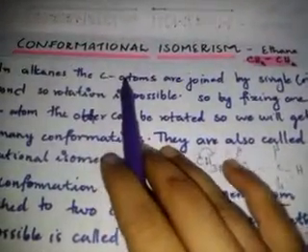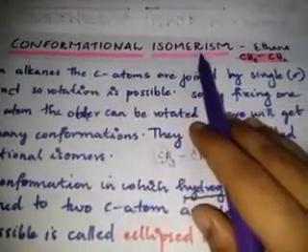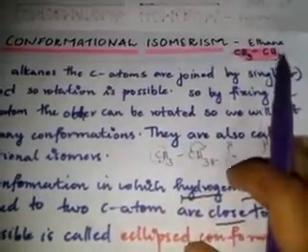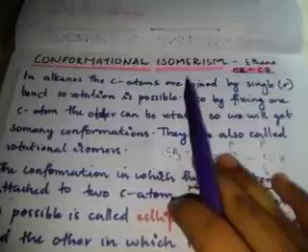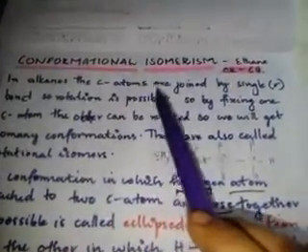In today's session I am going to discuss the conformational isomerism of ethane, CH3-CH3. In alkanes the carbon atoms are joined by a single sigma bond, so rotation is possible. By fixing one carbon atom the other can be rotated, so we will get many conformations. They are also called rotational isomers.